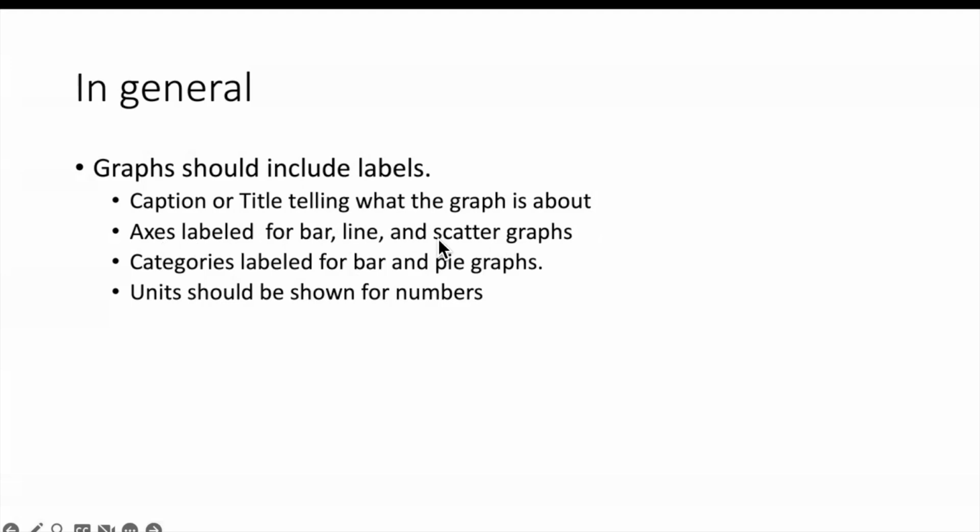If you have scatter graphs, which is most of what we're going to use, you should label the axes, and that should be both what it is you're measuring, like temperature or volume, and the units that you're using, like milliliters, or are you doing Kelvin? Are you doing degrees Celsius? Those kinds of things. And then if you happen to have a bar graph or a pie graph, you should label the categories. For us, that's not really going to be an issue. And then, as I said, make sure you have units.